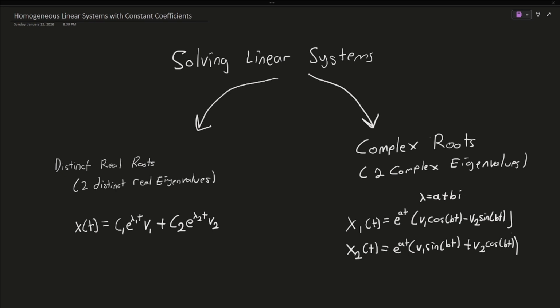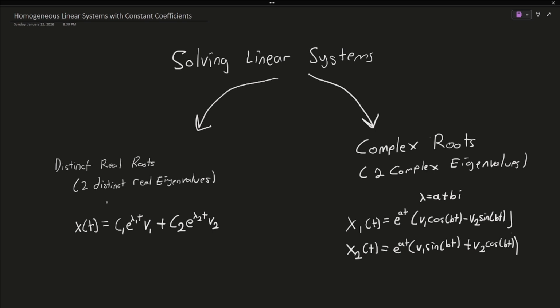Since in this course we are focusing on 2 by 2 matrices, our cases will be distinct or complex. And depending on those cases, we will have several formulas to solve these differential equation systems. For distinct real roots, which we will be covering today, we will have x of t equal to c1 e to the lambda 1 t v1, where v1 is the eigenvector, plus c2 e to the lambda 2 t v2, where v2 is the second eigenvector, and lambda 2 and lambda 1 are the second and first eigenvalues respectively.